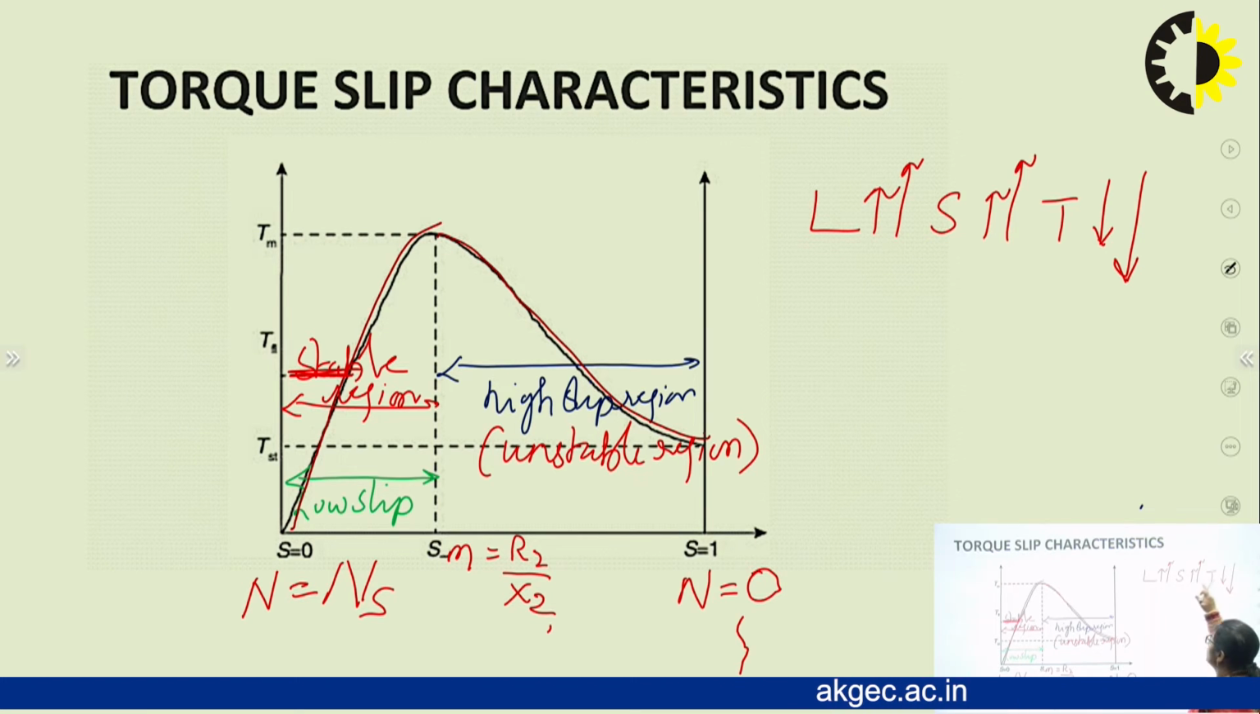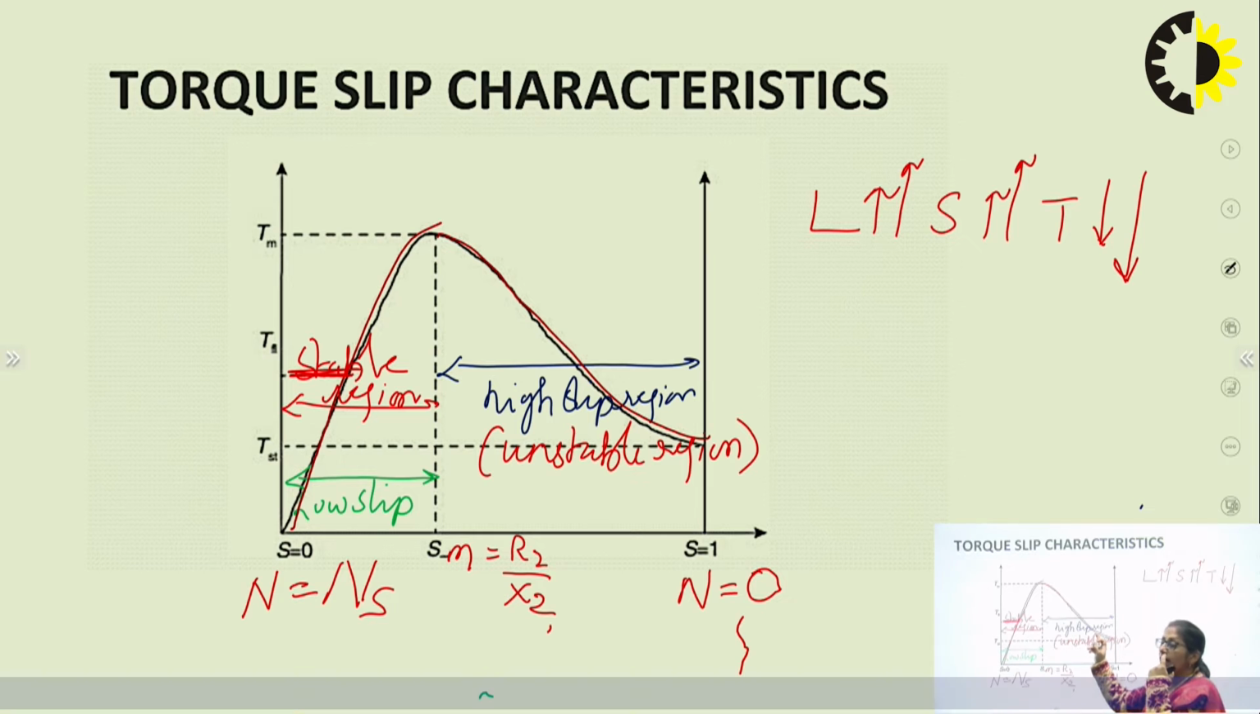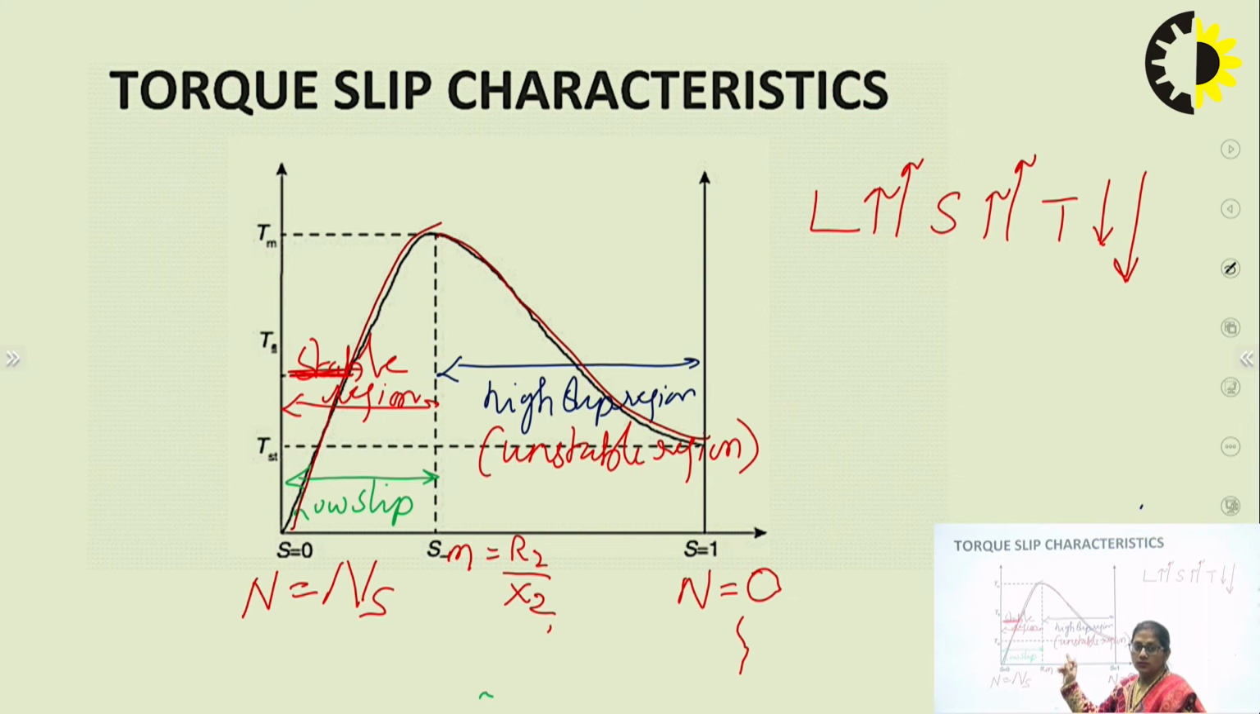So this cumulative process will once again keep on increasing. The load increases, the slip increases, and the torque further decreases. So ultimately, the motor comes to rest in this region, right? So that's why this region is being called as unstable region. So the operating point or the load torque of an induction motor would be in the lower slip side.